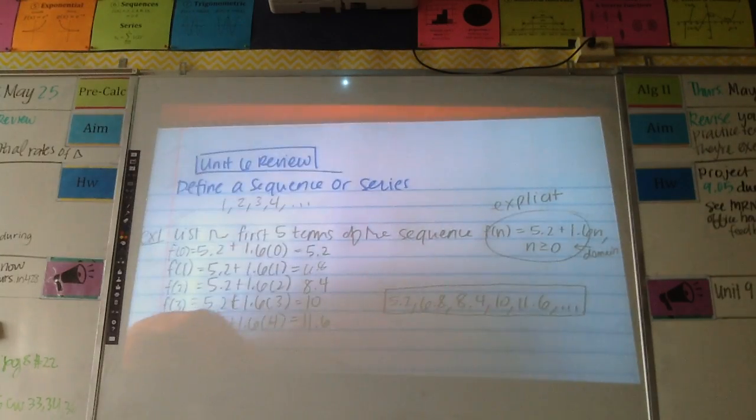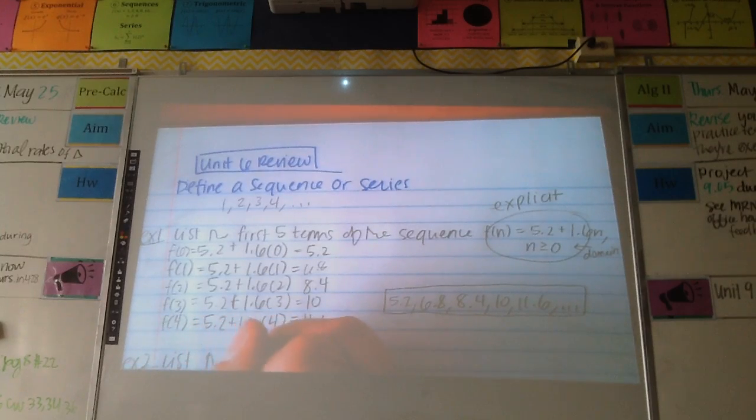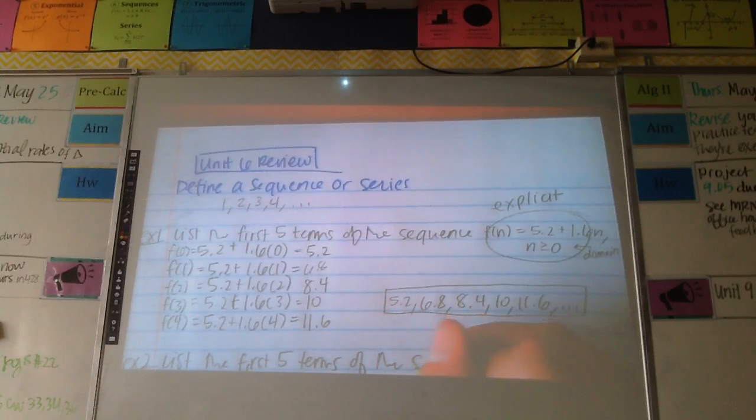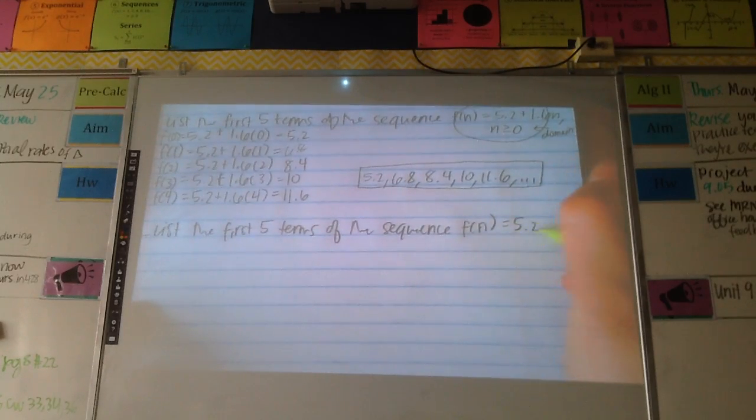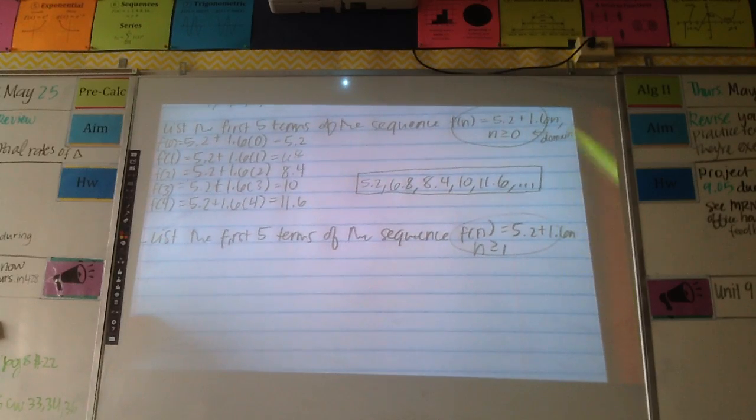Okay. Example 2. List the first 5 terms of the sequence f of n equals 5.2 plus 1.6n, where n is greater than or equal to 1. Again, this is an explicit definition of the sequence. It's almost identical to our other sequence, except this time we're not allowed to start by subbing in 0. We have to start by subbing in 1.